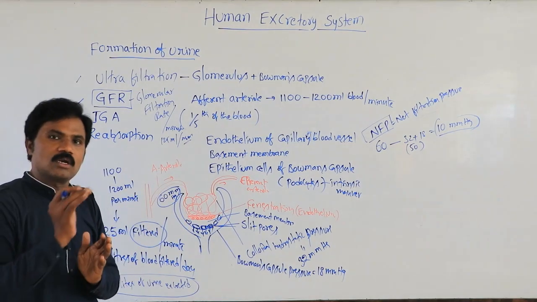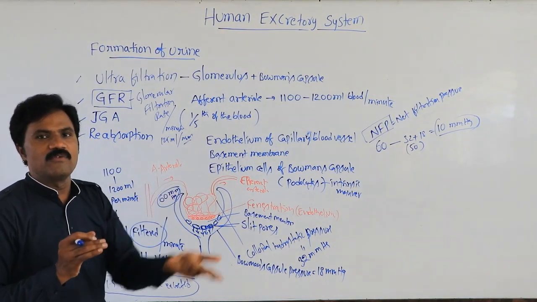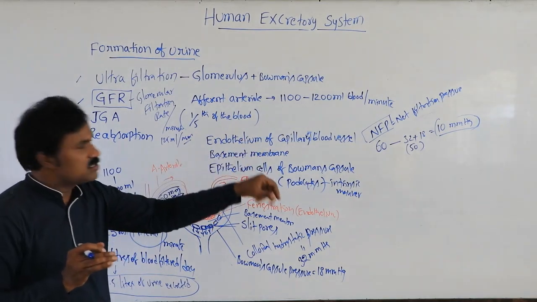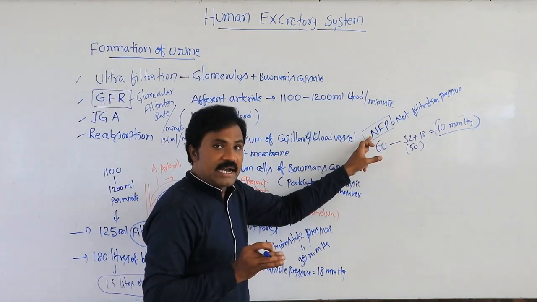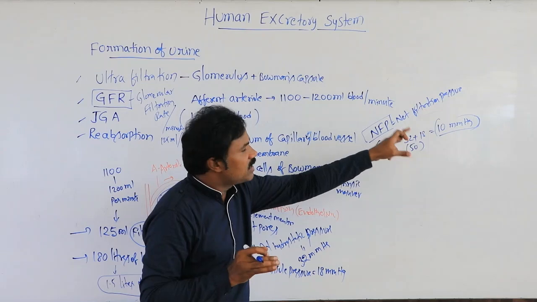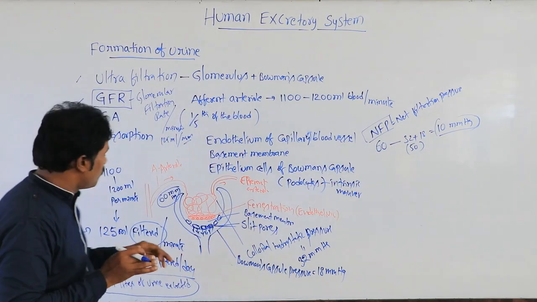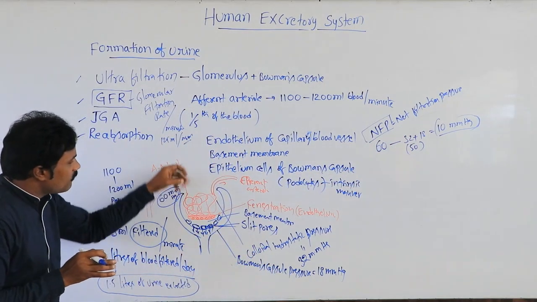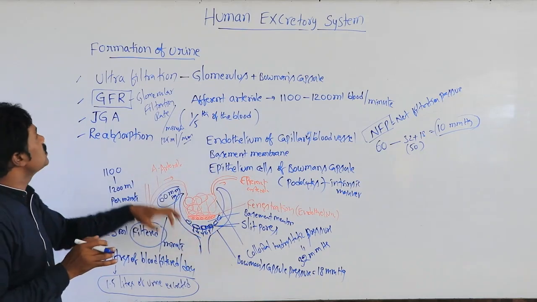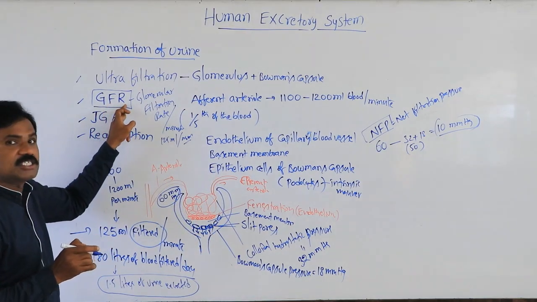Bowman's capsule pressure is 18 under. 32 plus 18 is 50. Then 60 minus 50 means the total is 10. Net filtration pressure will be 10 mmHg. That is related to ultrafiltration as well as the glomerular filtration rate.